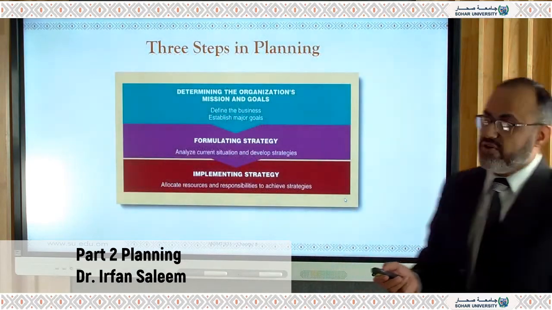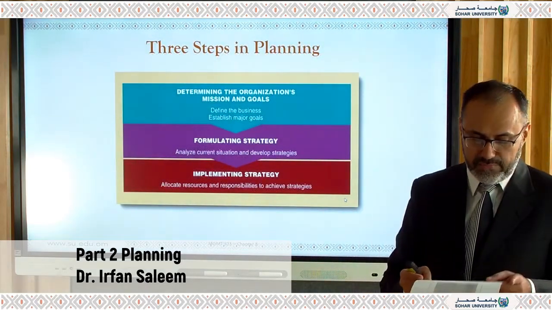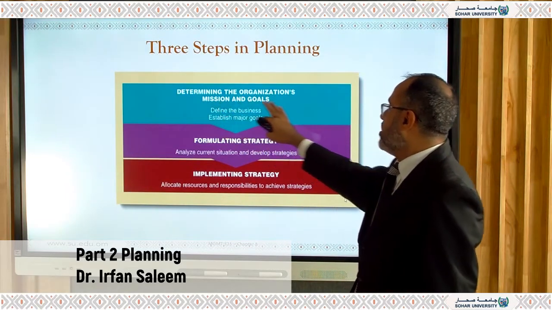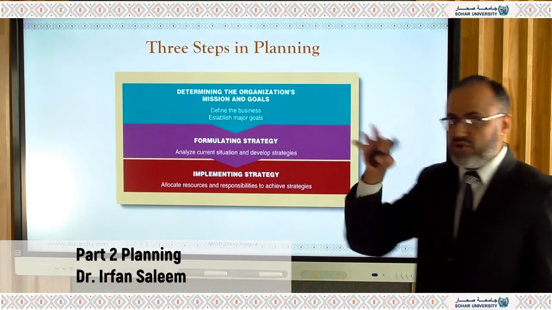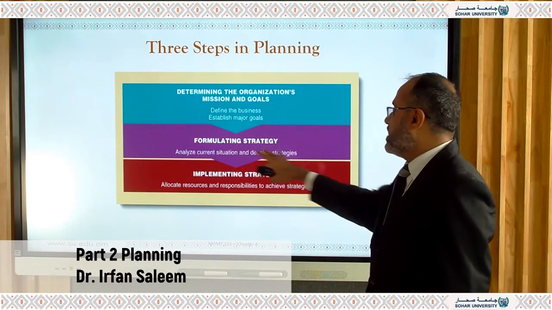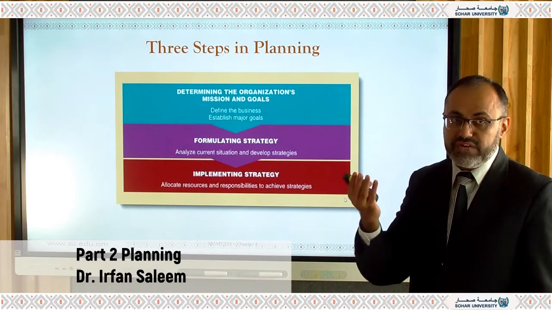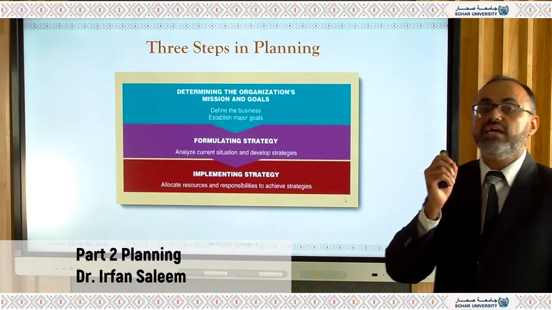So there are 3 main steps of planning, which we will discuss in more detail. Ideally, determine the organization's mission and vision, like you have seen in that example. Then formulate the proper strategy. For example, what to achieve and how to achieve it. That is the basic definition you must know.